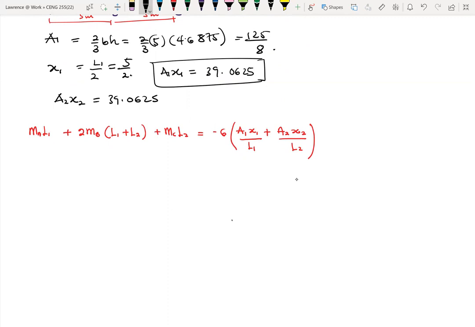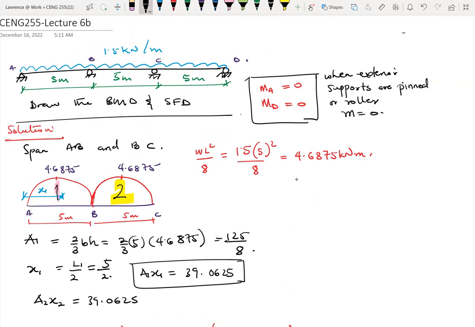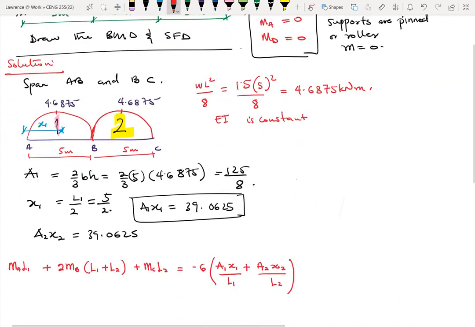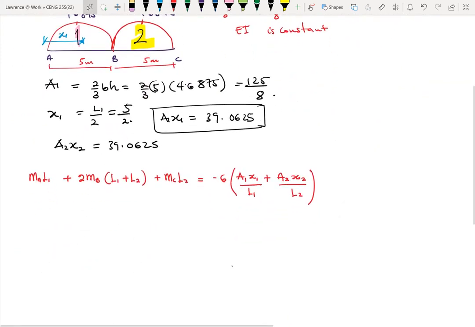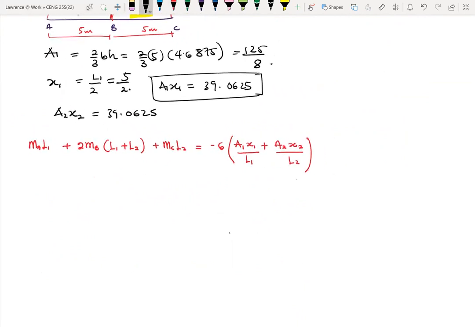So we're using this equation because the I value is constant. So EI is constant, and because EI is constant, we can cancel out the moment of inertia. Otherwise, our MA is 0, so I could just say 0. This is 0 plus 2 MB. We have L1 is 5, L2 is also 5, plus MC times 5. We don't know what MC is.